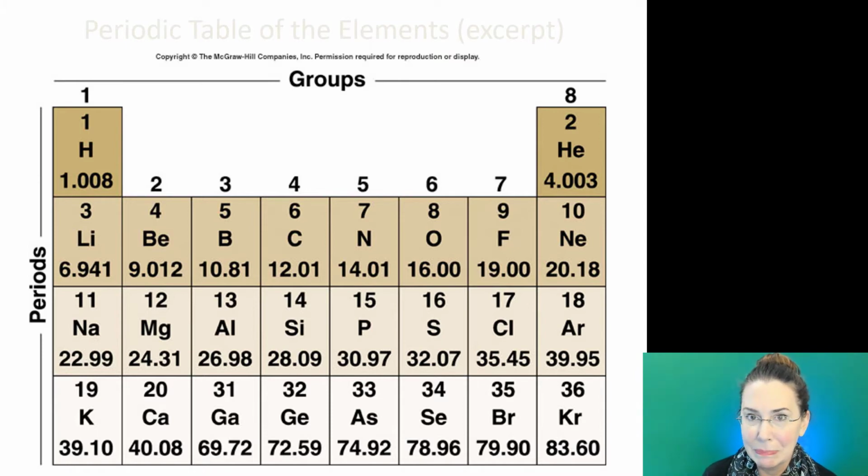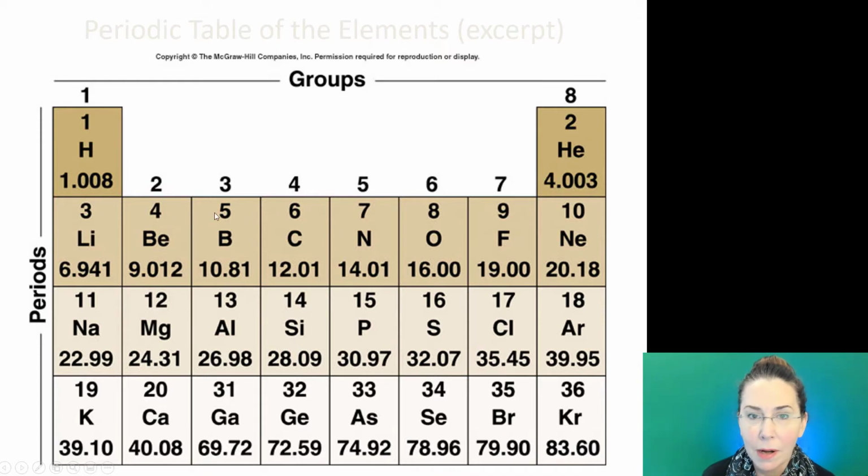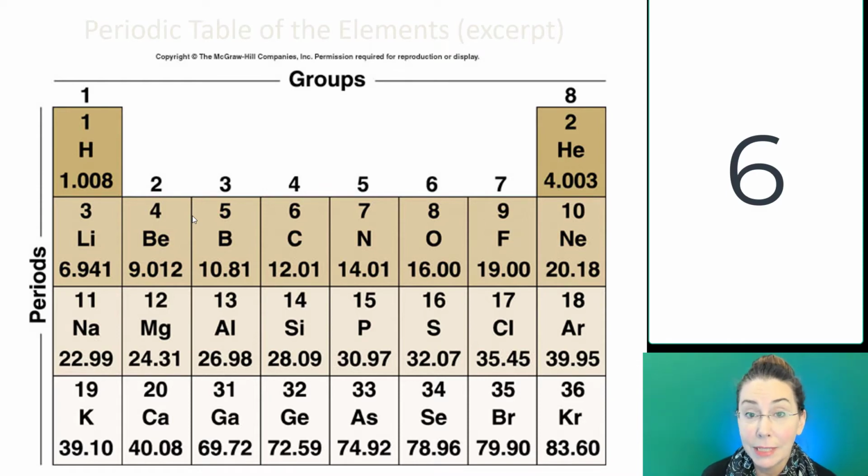What about helium? Atomic number 2. Good. So helium would have 4 as its mass number, because 4.003 would round to 4. And we have 2 protons, and that would give us 2 neutrons. What about boron? Atomic number 5, symbol B. How many neutrons would it have? If you said 6, you're absolutely correct.